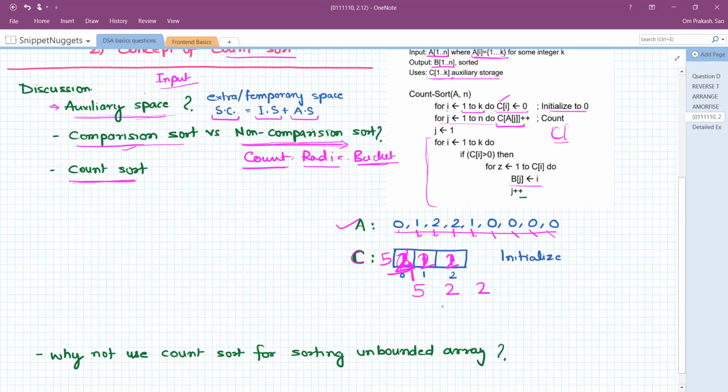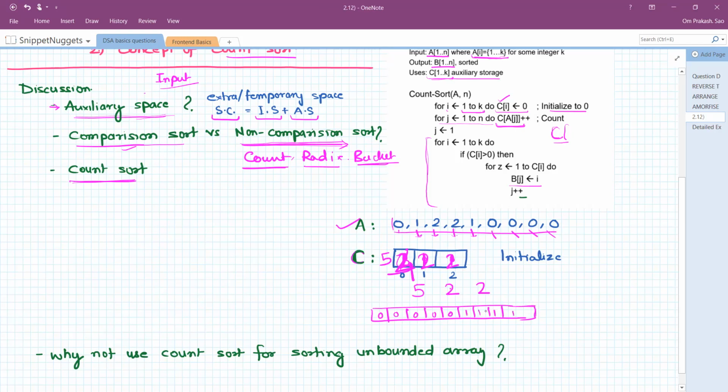Okay. Now we will create, either we can create a new array, let us say B, or we can directly start editing here. So we will start copying 0 5 times. Then we will copy 1 2 times. Then we will copy 2 2 times.